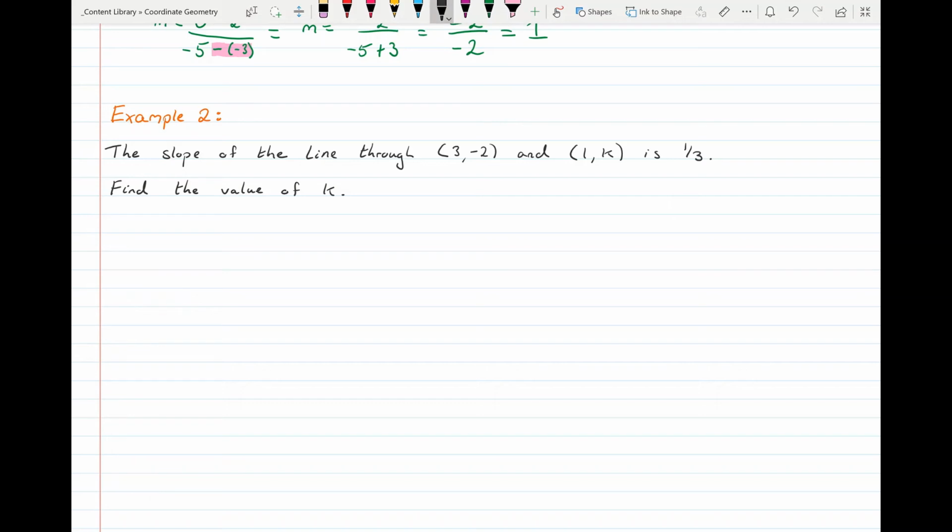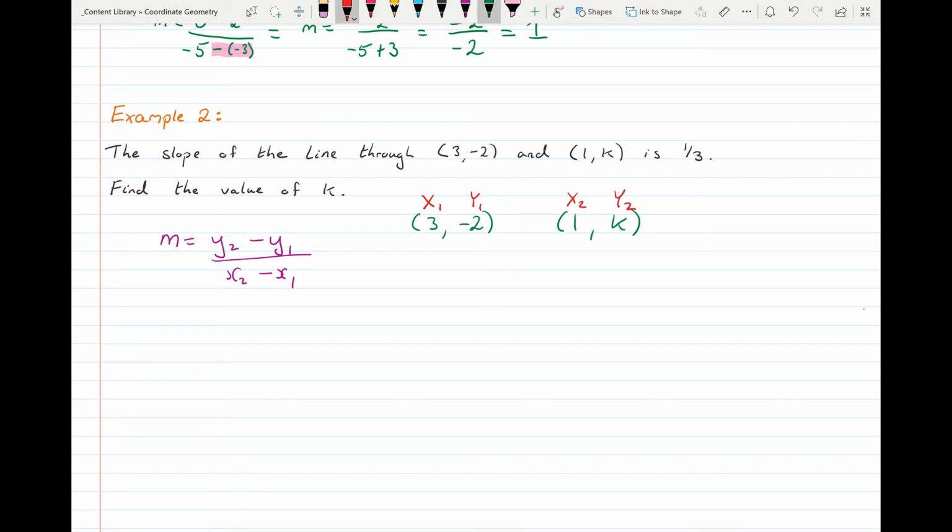With all the questions, they're all the same. Write down your slope formula. M equals y2 minus y1 over x2 minus x1. And then we need to go label our points. So I'm going to rewrite the points out here as (3, minus 2) and (1, k), exactly as they're given to me, and label them as before, x1, y1, x2, y2.